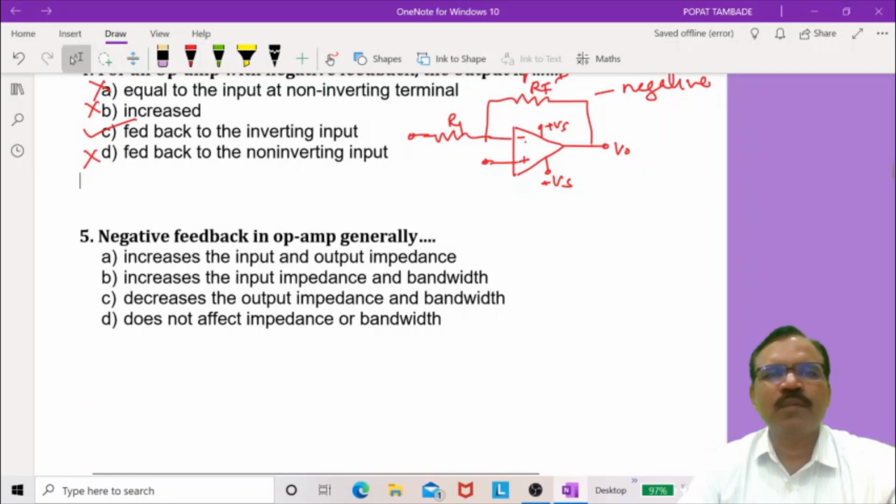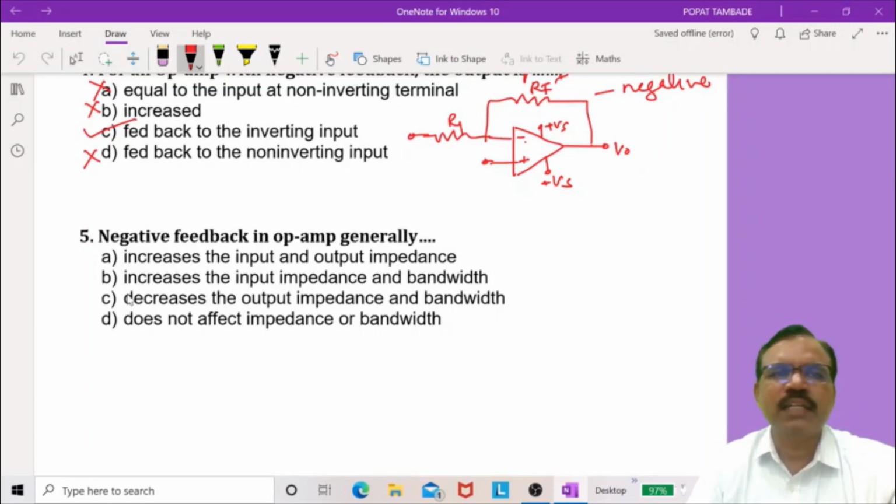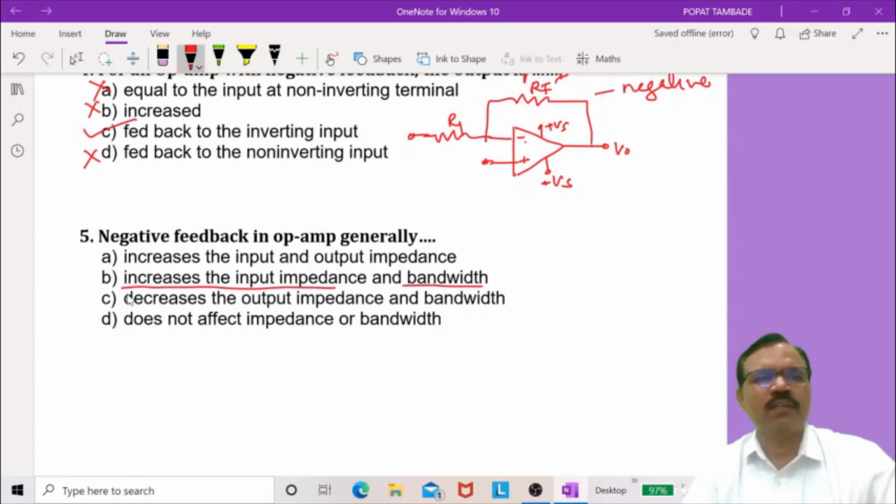Now, negative feedback in op-amp generally. What happens here? With negative feedback, generally the input impedance is increased as well as the bandwidth. So negative feedback in op-amp generally increases the input impedance and bandwidth. So the second one is correct.